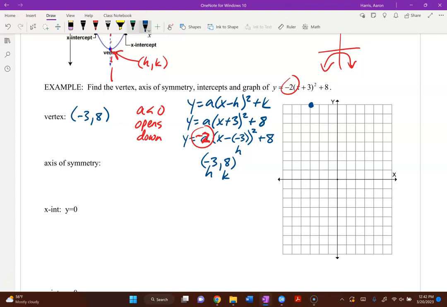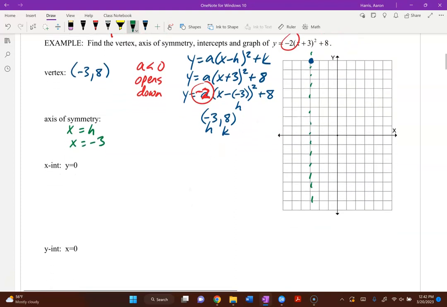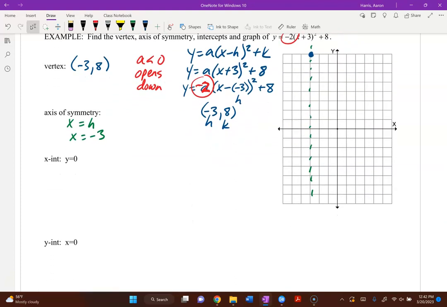And the axis of symmetry is right on that vertex. So that's the middle of the graph. I drew it in green there. Our axis of symmetry. And this opens down. So axis of symmetry is x equals h. Or in this case, x equals -3. Now, what we can do here, let's find some x-intercepts and y-intercepts. And I always like to just graph a few points. But we'll start with our intercepts here.